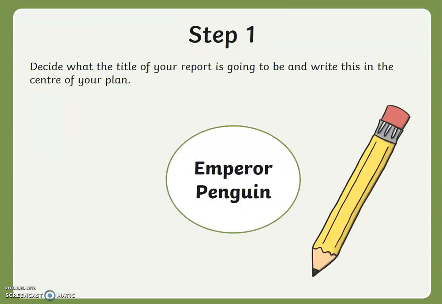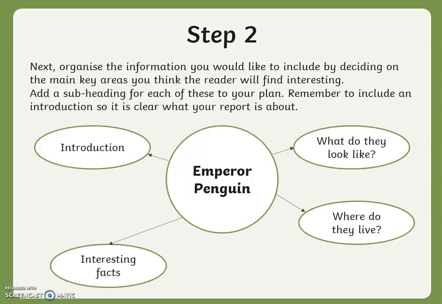Step 1. Decide what the title of your report is going to be and write this in the center of your plan. Here we're going to use the example of the Emperor Penguin. Step 2. Organize the information you would like to include by deciding on the main key areas you think the reader will find interesting. Here we have got an introduction, interesting facts, what penguins look like and where they live. Remember to include your introduction so it is clear what your report is about.